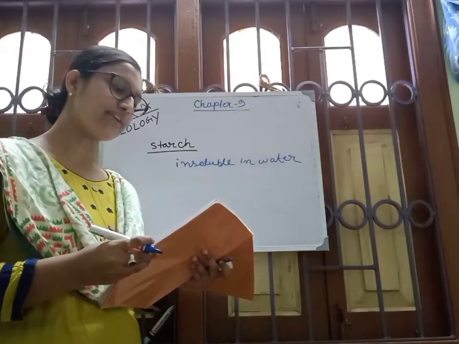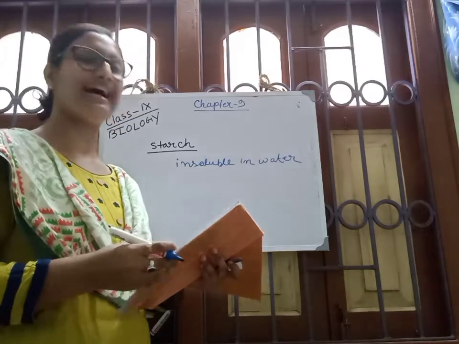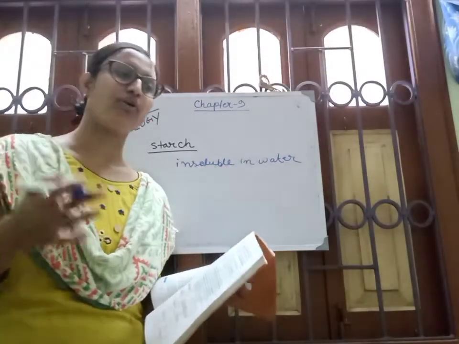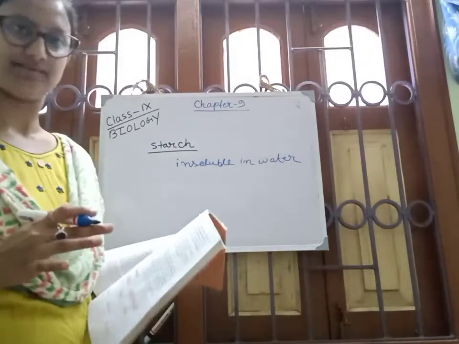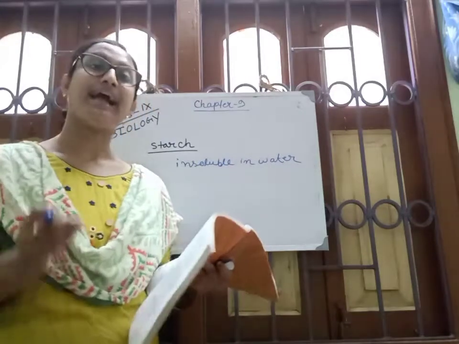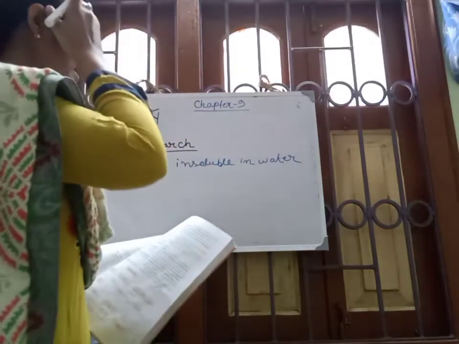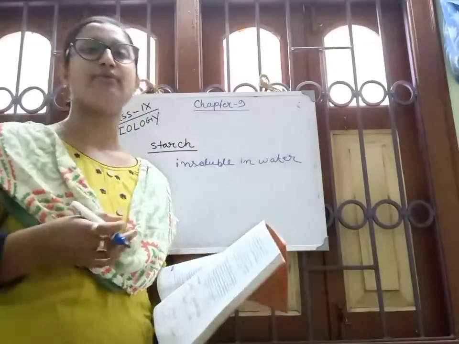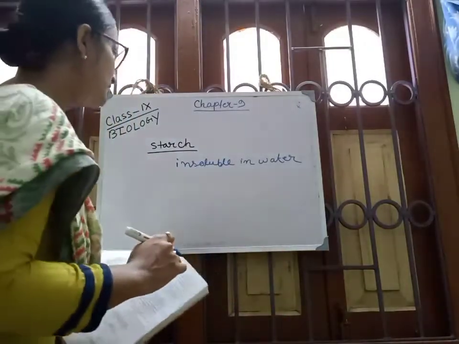Starch is broken down into simple sugars during digestion. Starch is a polymer of glucose, a polysaccharide that is insoluble in water. After digestion, simple products are formed, meaning glucose, and this glucose is soluble in water.